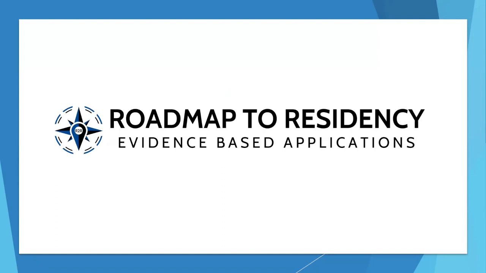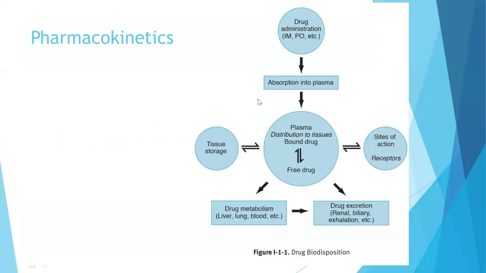So this is the first video of our pharmacology modules, and in this video, we will be discussing pharmacokinetics of drugs. So whenever we talk about pharmacokinetics, there is administration of the drug first. It can be through different routes. It can be through intramuscular route, per oral route, subcutaneous route, or inhalational route.